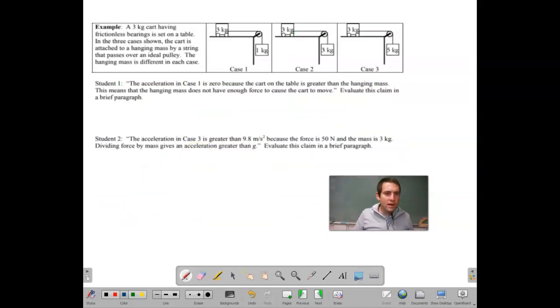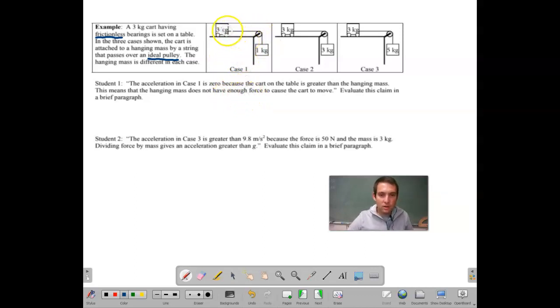A 3 kilogram cart having frictionless bearings is set on a table. Frictionless. That's probably going to be important. In the three cases, the cart is attached to a hanging mass by a string that passes over an ideal pulley. What's an ideal pulley? Massless, frictionless. The hanging mass is different in each case. Student 1 says the acceleration in case 1 is 0, because the cart on the table is greater than the hanging mass. This means the hanging mass does not have enough force to cause the cart to move. What do you think?